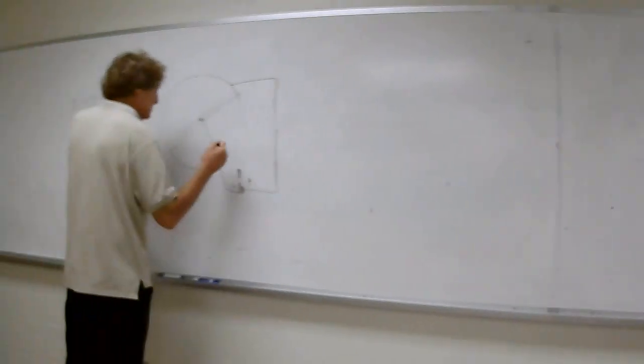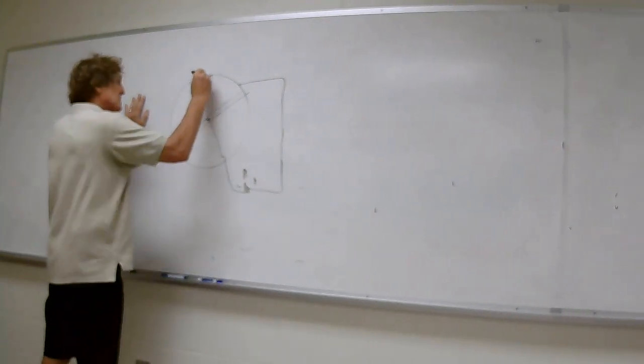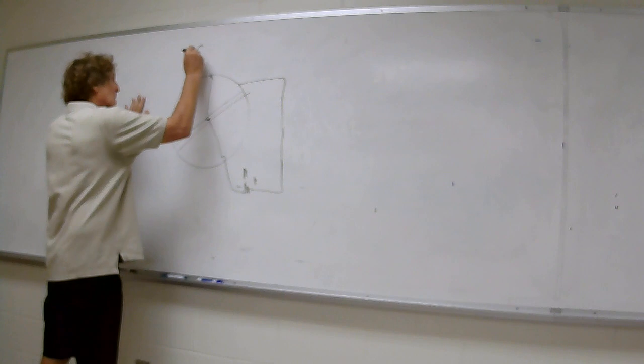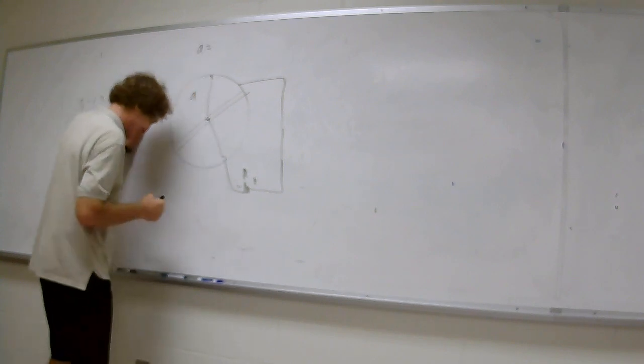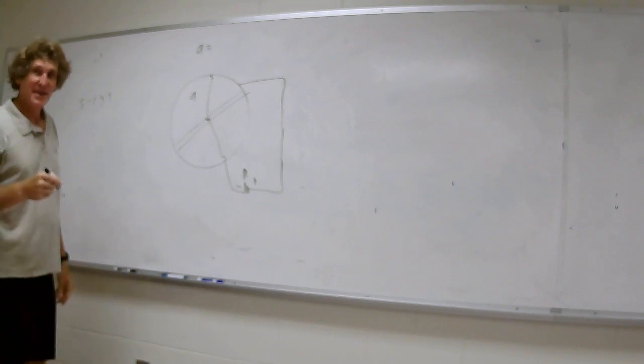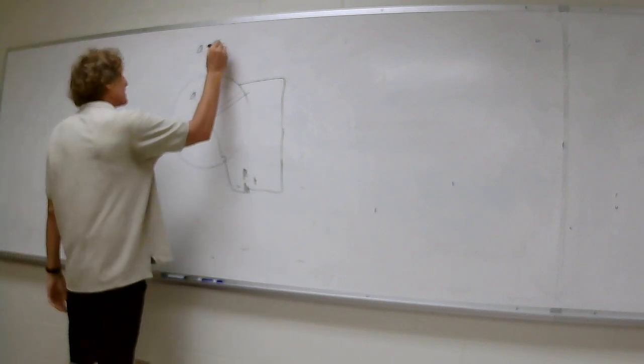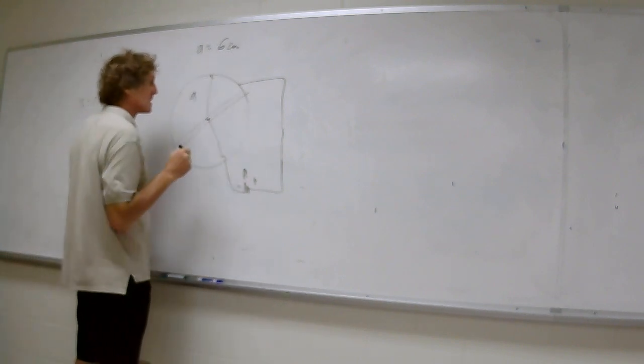It's plus or minus or what. But first, give me the radius of this thing, or diameter. The radius is A. A equals 6 centimeters. Okay, 6 centimeters, thank you. Go ahead.